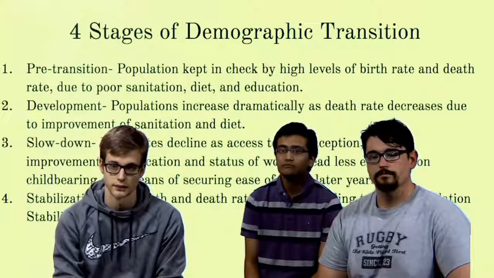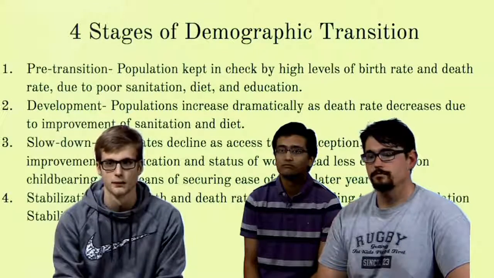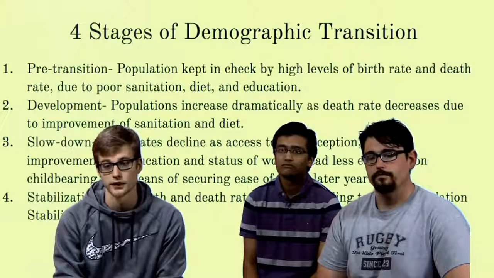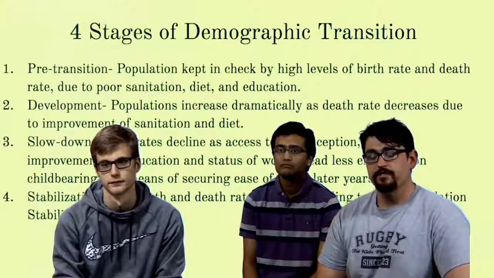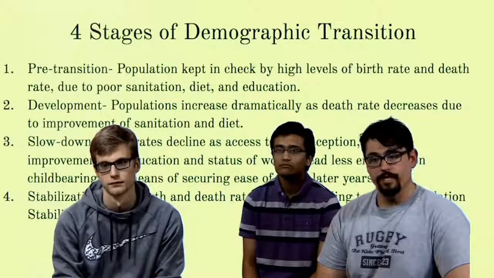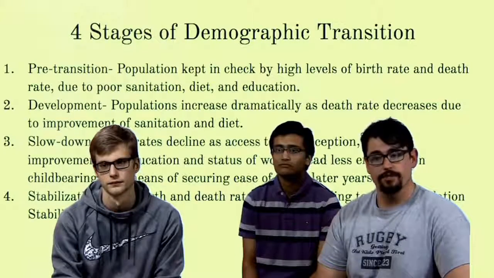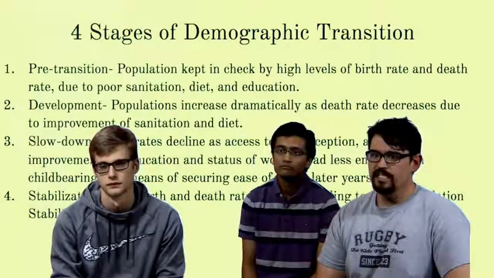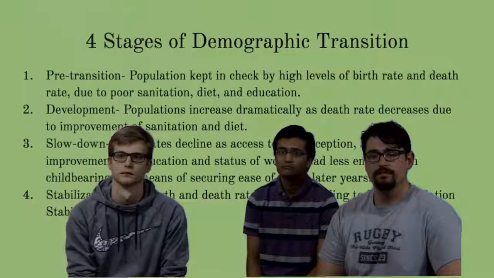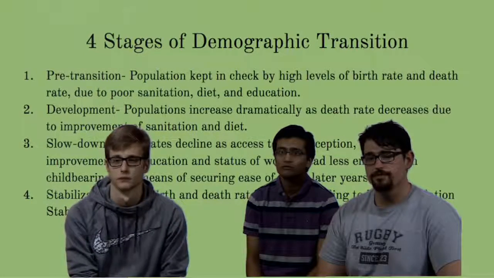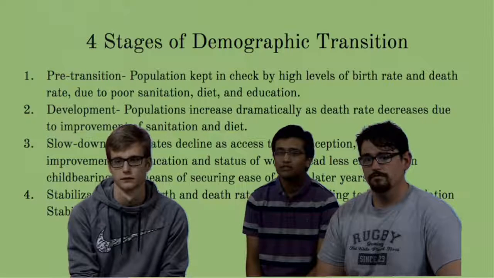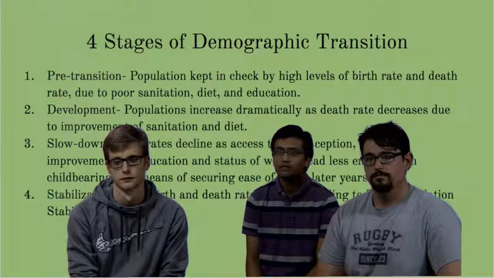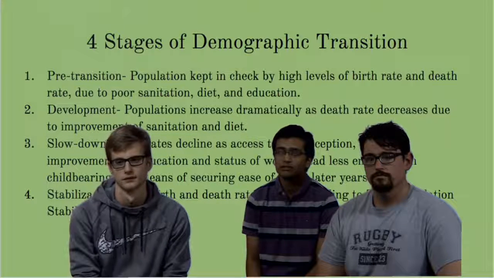The second stage of the demographic transition is development. Populations increase dramatically as death rate decreases due to improvement of sanitation and diet. The third stage is slowdown. Birth rates decline as access to contraception, as well as improvements to education and the status of women, lead to less emphasis on childbearing as a means of securing ease of life in the later years. And the fourth and final stage is stabilization, where both birth and death rates are low, leading to total population stabilization.